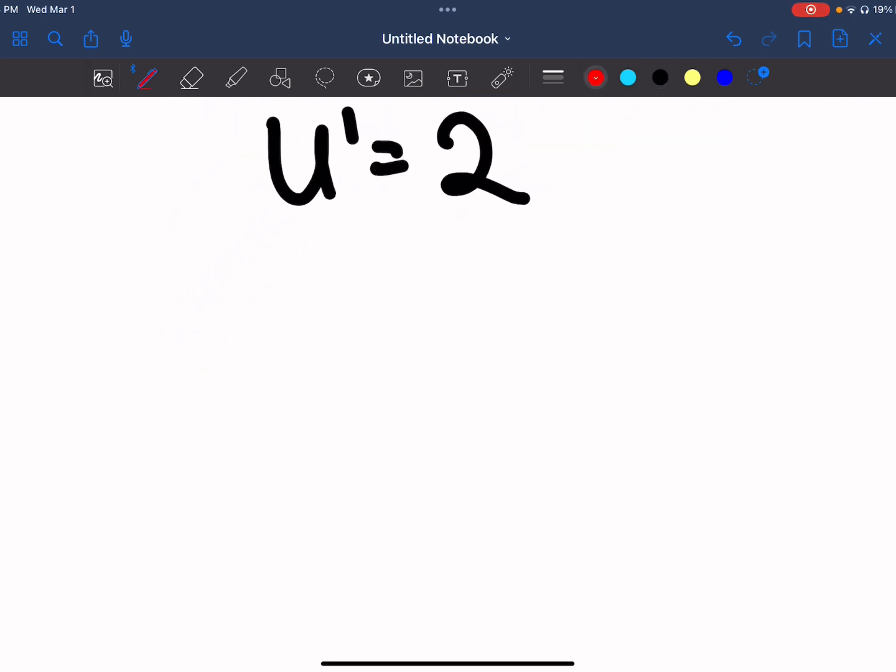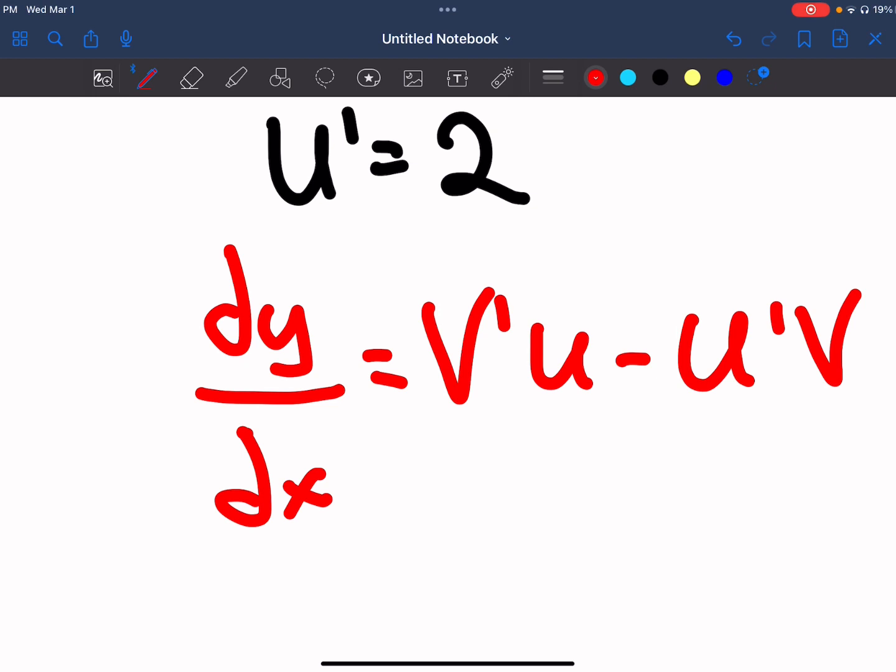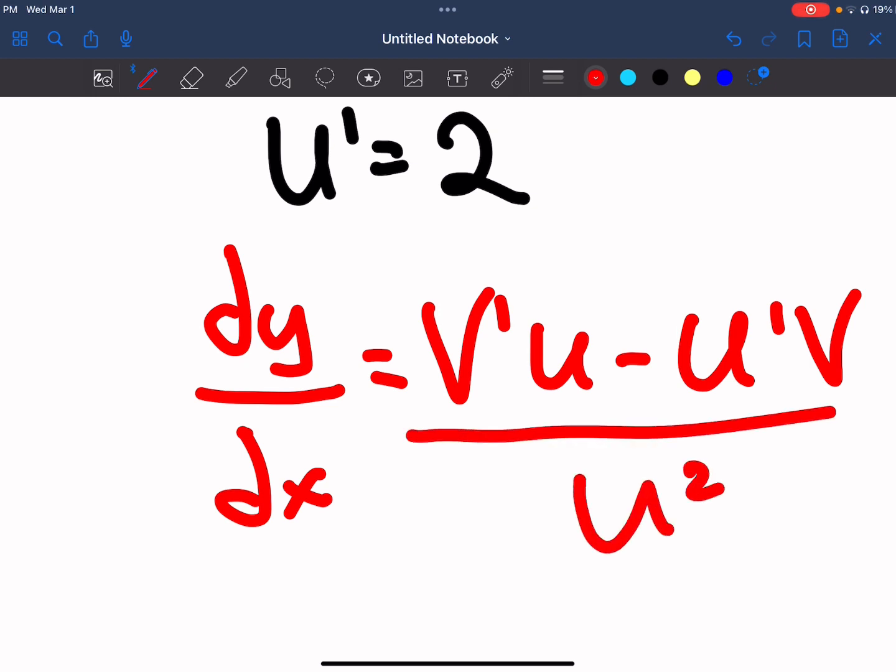Coming back to the formula now, I'll write it down here. dy by dx is equal to v prime u minus u prime v, any way you'd like to say it, over u squared. All you need to know is that the denominator needs to be squared and the numerator needs to be derived first.